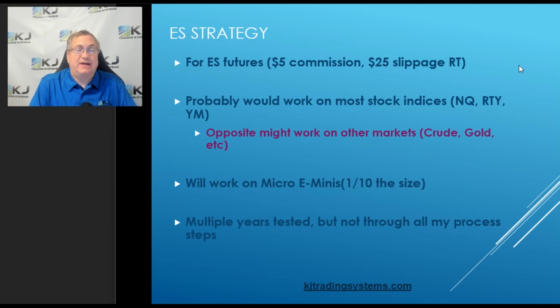So for this strategy, I'm going to trade the ES, that's the mini S&P futures, $5 commission, $25 round turn slippage. It would probably work on other stock indices. You'd have to test it. And it might work with other markets, or more likely, maybe the opposite will work because stock indices tend to act differently than other markets. It will work on the micro E-minis. You might just have to adjust the code to account for the smaller contract size.